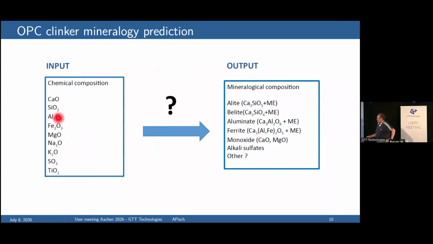And so you get the basic oxides, but what you want to know is the mineralogical composition. You want to know your amount of alite, which is tricalcium silicate with minor elements, belite, etc. So how can we pass from there to there?